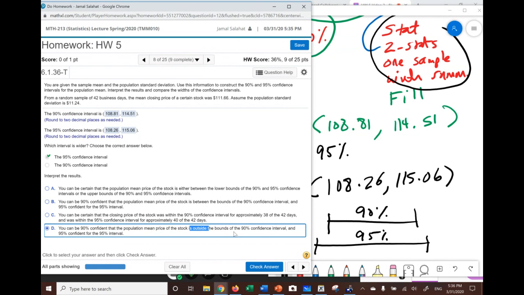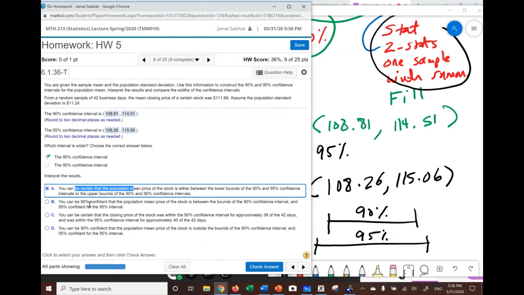Now, a confidence interval is an interval that should capture the population mean. And when I say should, it should, let's say, 95% of the time, capture that. And in this case, we're talking about outside, so this is not the good answer. So we have to choose between A or B. Now, what is the difference between A and B? Let's read. In A, it says you can be certain that the population mean.